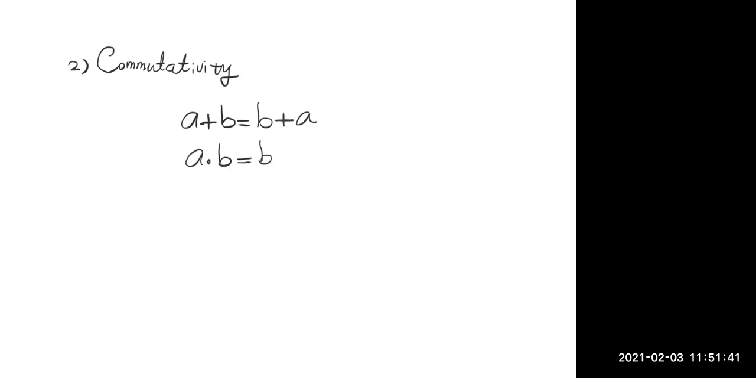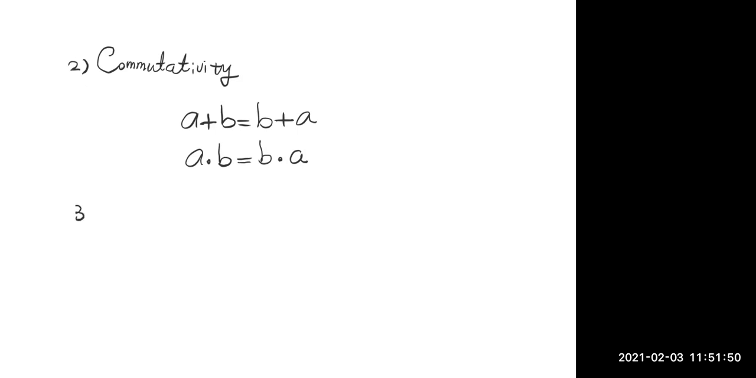The second one is commutativity. So a plus b is equal to b plus a, and a times b is equal to b times a, right? Fairly simple. That's a simple property of real numbers.